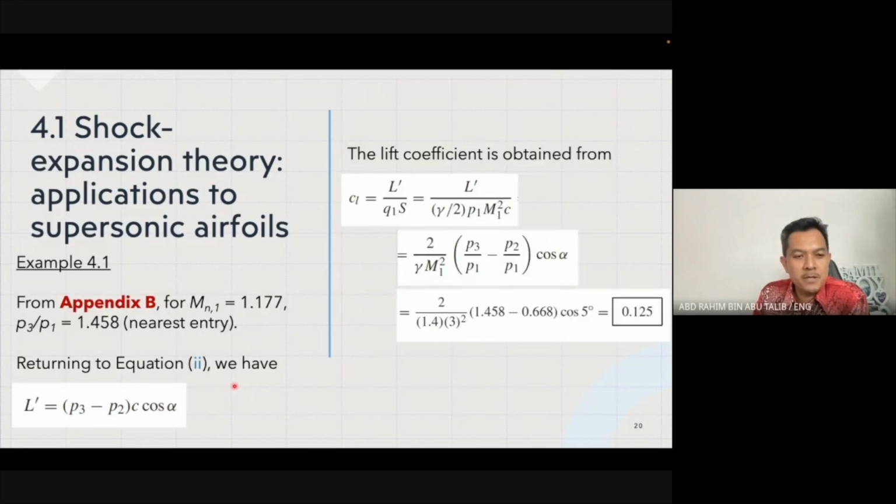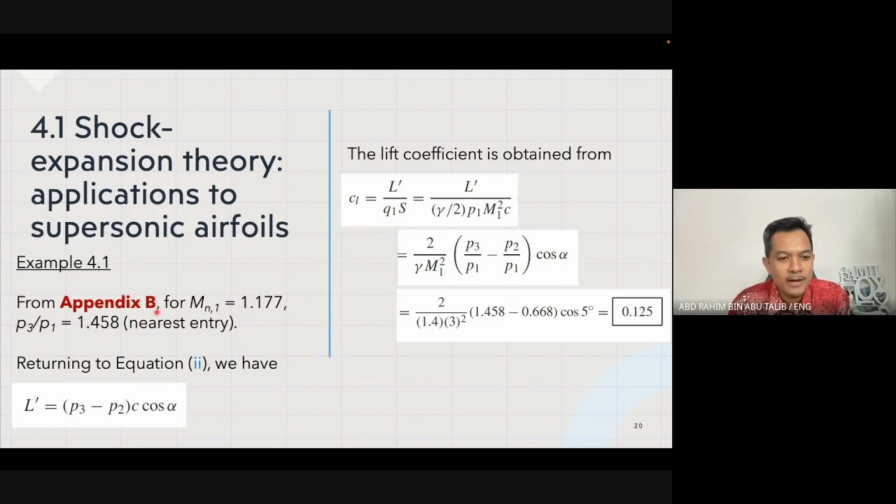Looking into Appendix B now. Because we are solving using the oblique shock theory, Mn1 is already obtained as 1.177. We now look at Appendix B at 1.177, to the nearest entry. The pressure ratio is 1.458. This value you read from Appendix B.